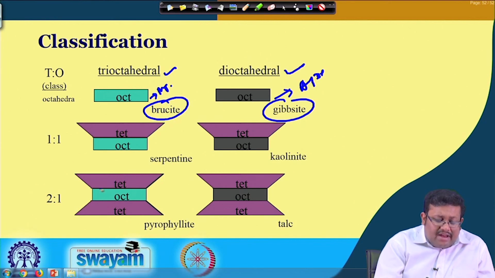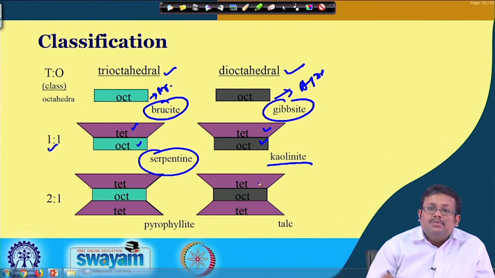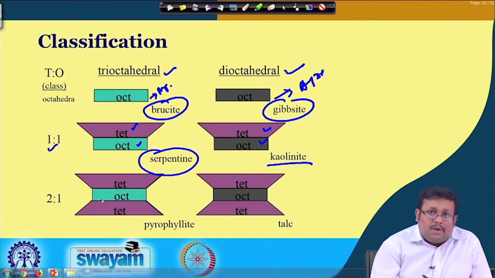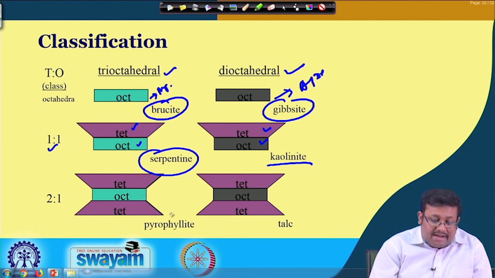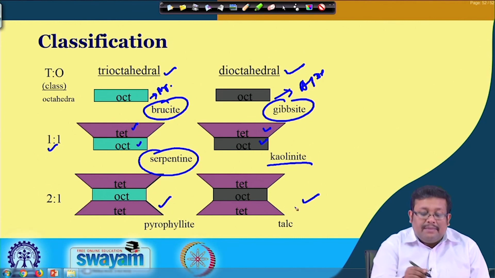So, examples are gibbsite, Al(OH)3, and brucite, which is magnesium hydroxide. And a trioctahedral 1:1 type of mineral example is serpentine. You can see only one tetrahedra and only one octahedra. Here also there is only one tetrahedra and one octahedra. However, the difference is, in this case this is dioctahedral. Example is kaolinite. Kaolinite is one of the major clay minerals. If we consider 2:1 type of mineral, the 2:1 type of trioctahedral mineral example is pyrophyllite, whereas the 2:1 type of dioctahedral mineral is talc. So, these are some broad classifications with some examples.